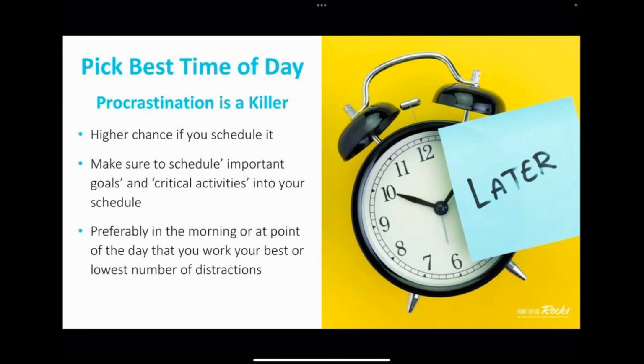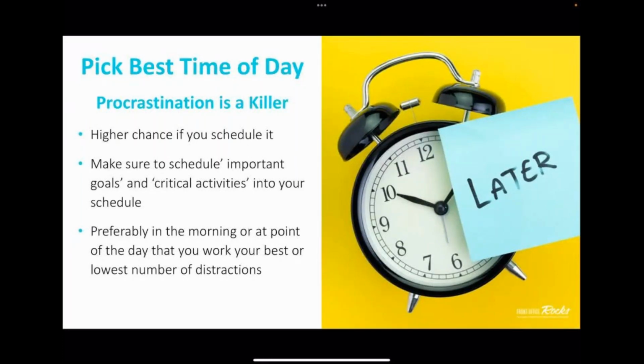I'm super guilty of it when you think about working out. I have to work out in the mornings, because if I don't work out in the mornings, it just doesn't happen. So I have to block it in my day, and I have to have my day start a little later so that I have time to work out. Make sure that you are picking the best time to get things done.